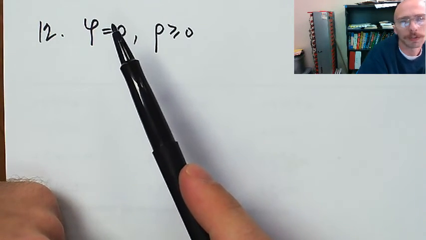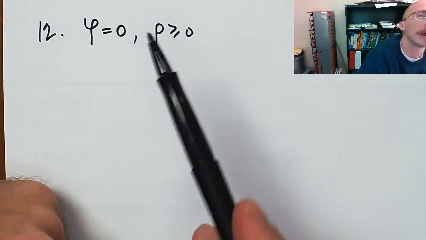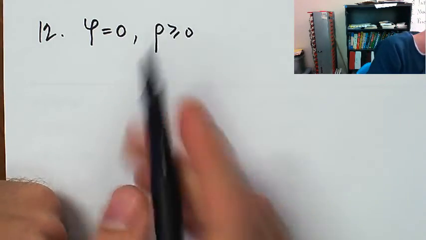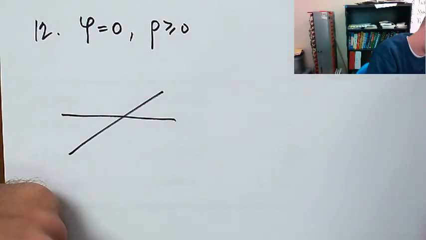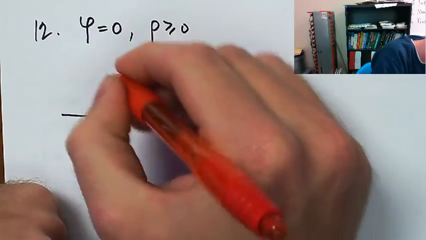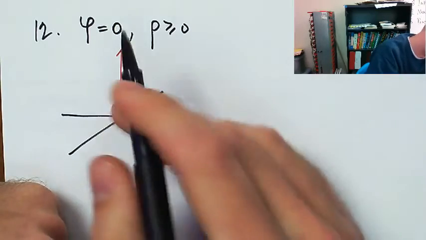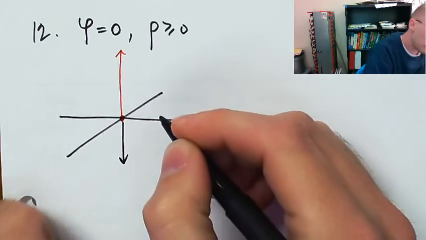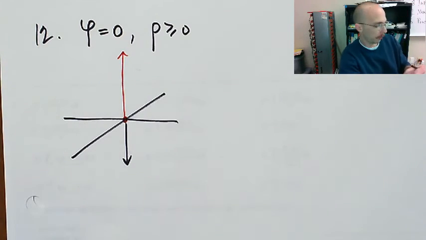I was thinking of the positive z-axis. If phi was 0 and rho was negative, we'd be down on the negative z-axis. But knowing that, I know that it is not the x-axis, not the y-axis, but it is the z-axis. So that's the set of points that fits that description. And I think for any value of theta, that's going to be true.